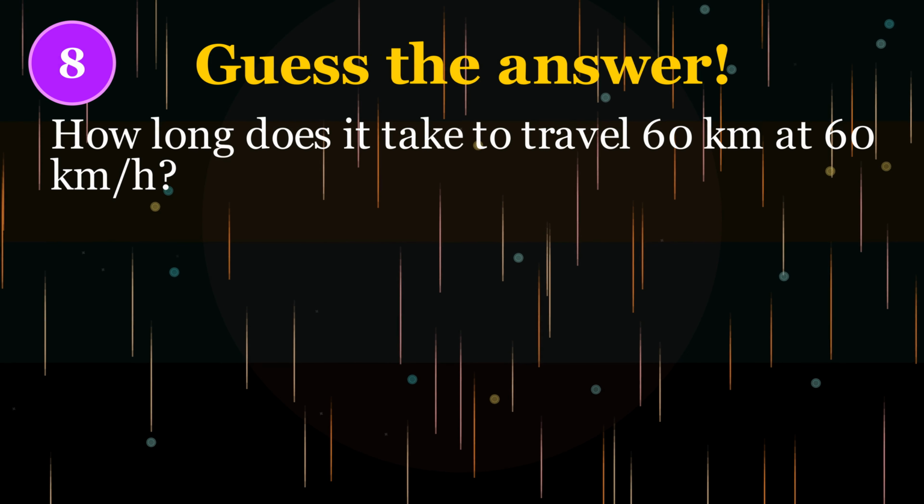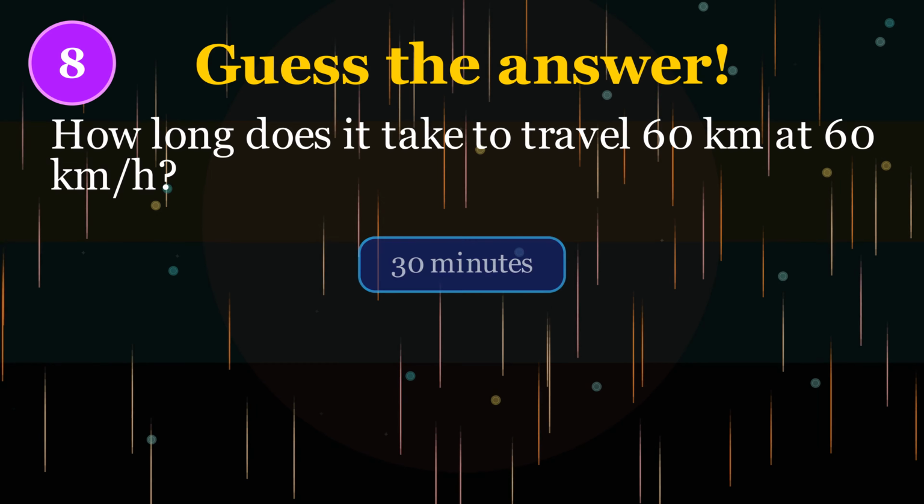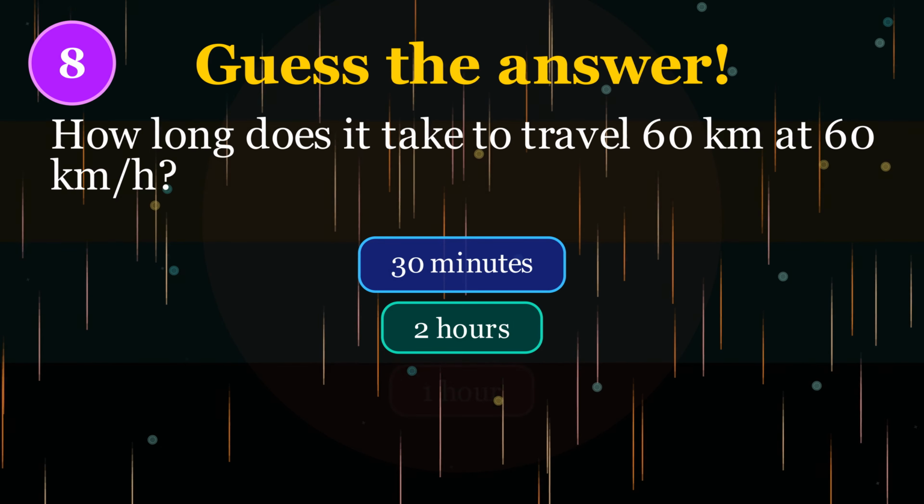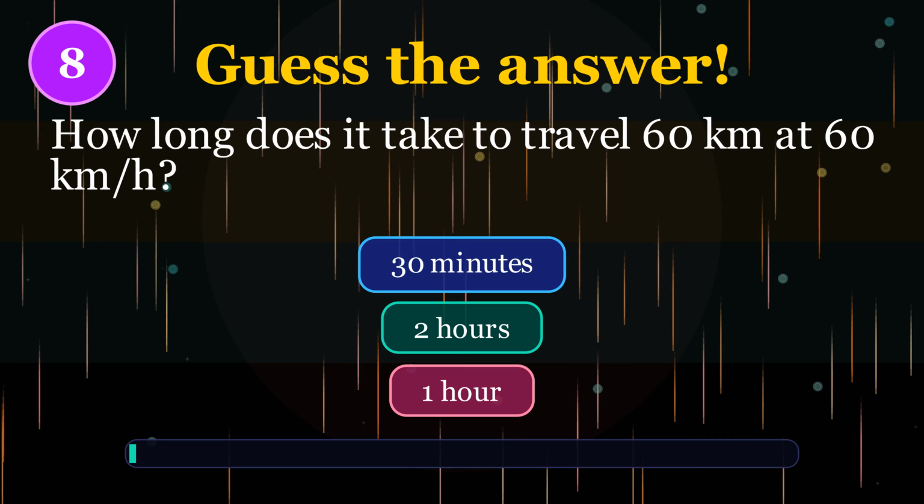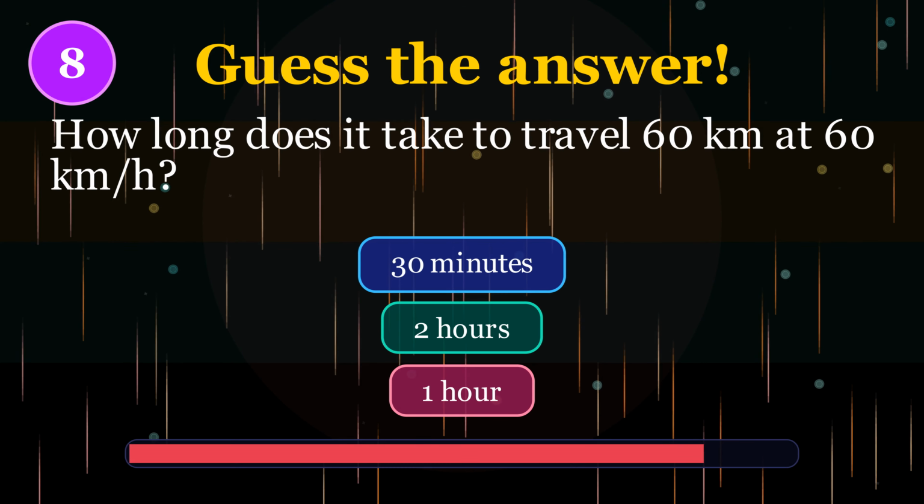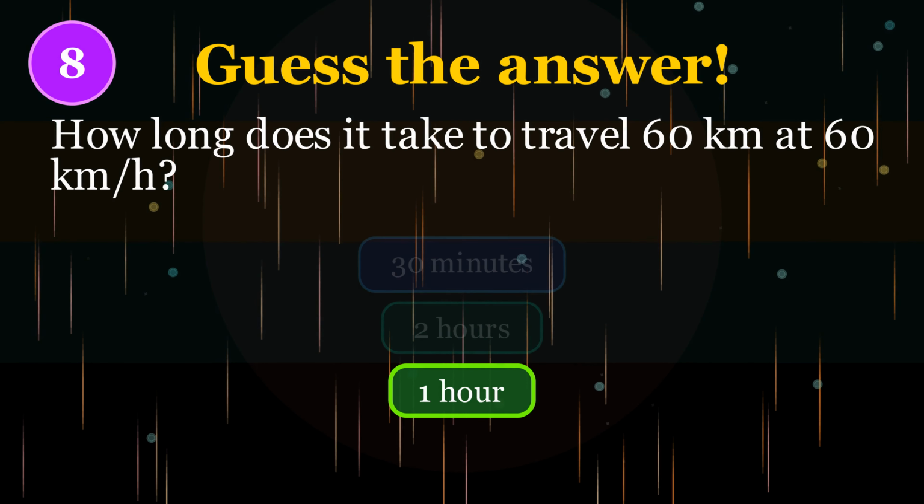How long does it take to travel 60 kilometers at 60 kilometers per hour? 30 minutes. 2 hours. 1 hour. The correct answer is 1 hour.